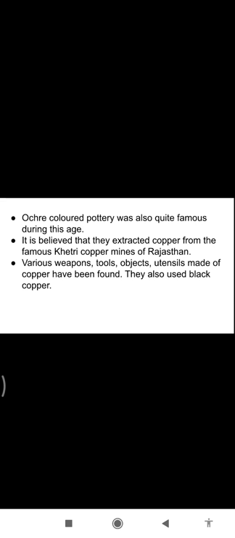It is believed that they extracted copper from the famous Khetri copper mines of Rajasthan. So they knew about the Khetri copper mines, and various weapons, tools, objects, and utensils made of copper have been found in this period. They also knew the use of black copper. So this was all about the Chalcolithic period.